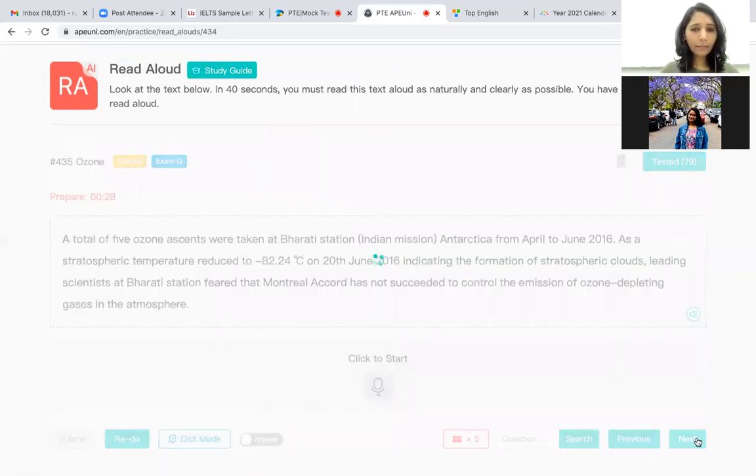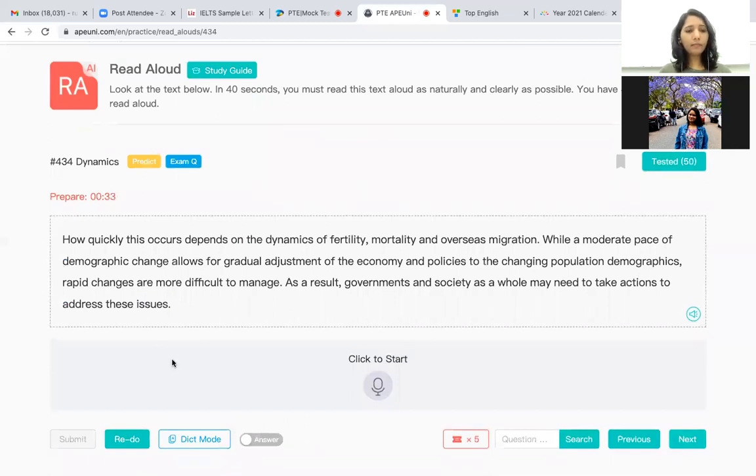How quickly this occurs depends on the dynamics of fertility, mortality, and overseas migration, while a moderate pace of demographic change allows for gradual adjustment of economy and policies to changing population demographics. Rapid change is more difficult to manage. As a result, government and society as a whole may need to take actions to address these issues.